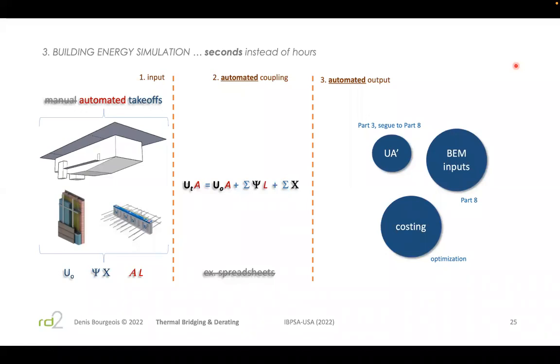So we're assuming that the inputs are fine for the energy simulation model, but then we have potentially hundreds, if not thousands, of linear thermal bridges. They come at a cost. Can we automate the process as well to generate significant output so we can automate costing and do optimization?